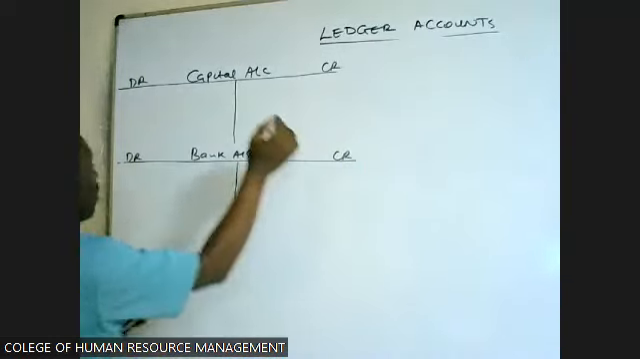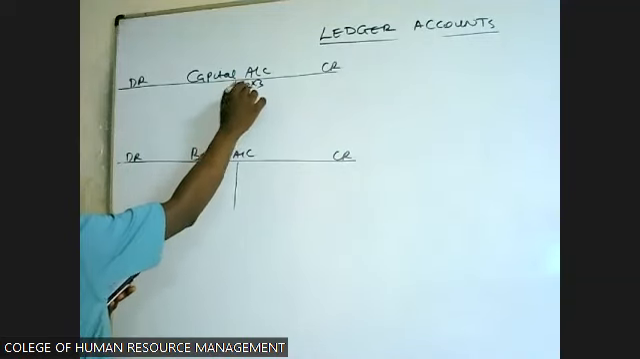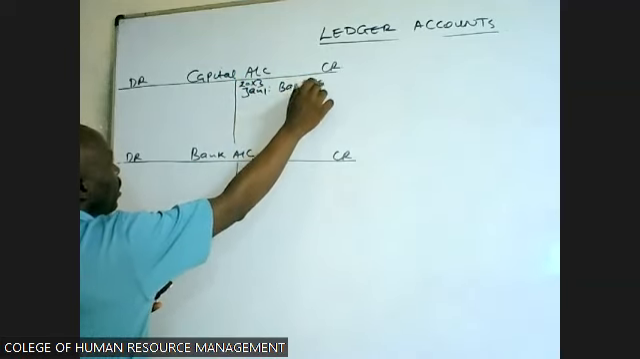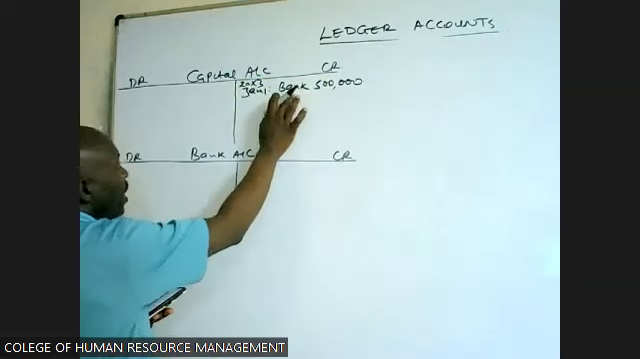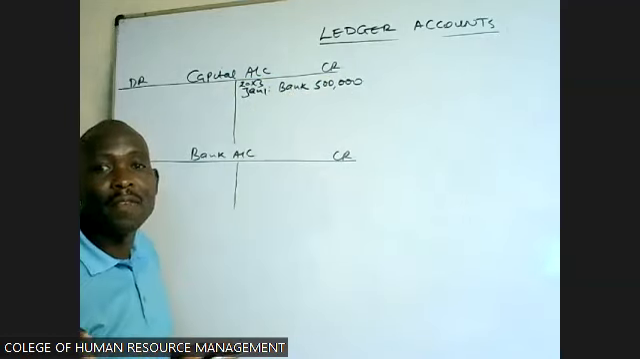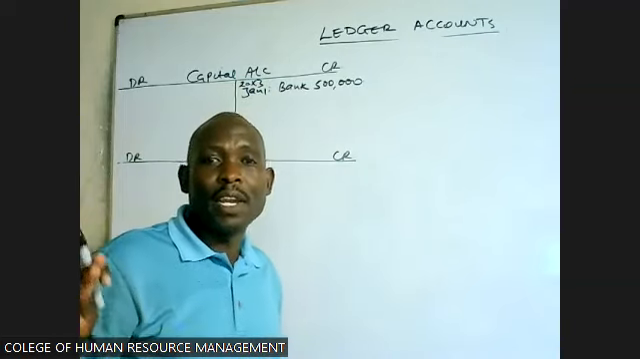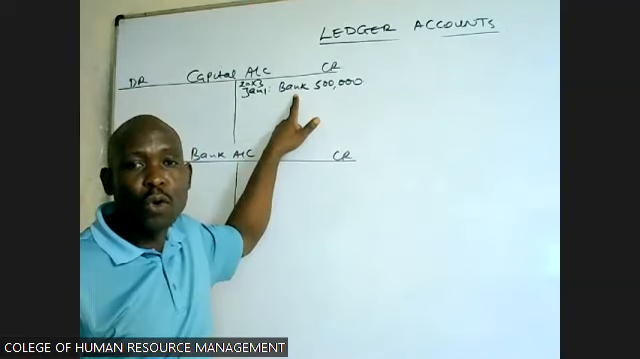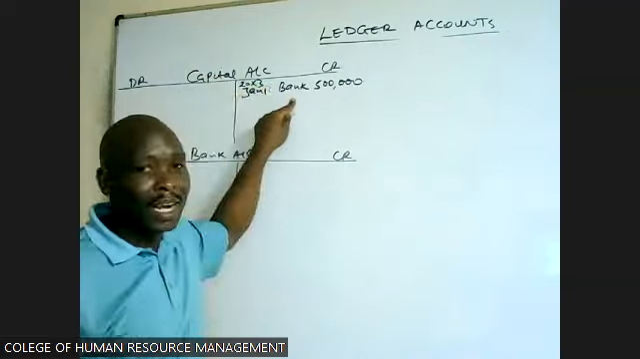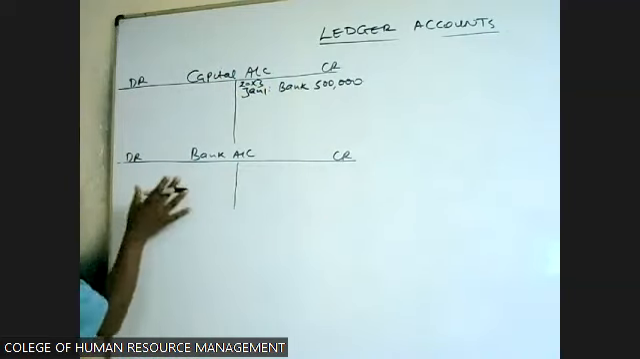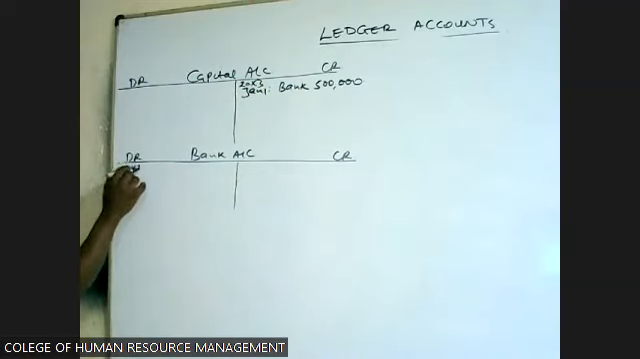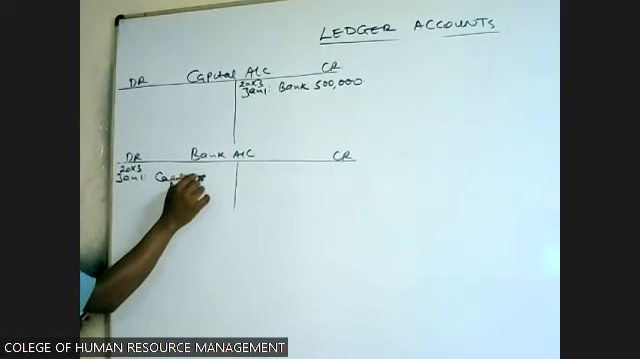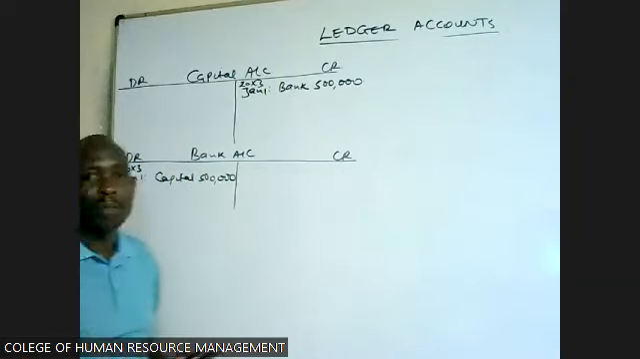So we shall come here and say 20x3, January 1, that capital is in the bank. I've deposited it in the bank, 500,000. You write the name of the other account that has been affected by the same transaction. This transaction has affected capital and bank. So in the capital account, you write bank. Then when you come to bank, it is going to be on the debit side, 20x3, January 1, right here, capital, 500,000. That is the dual aspect, double entry.